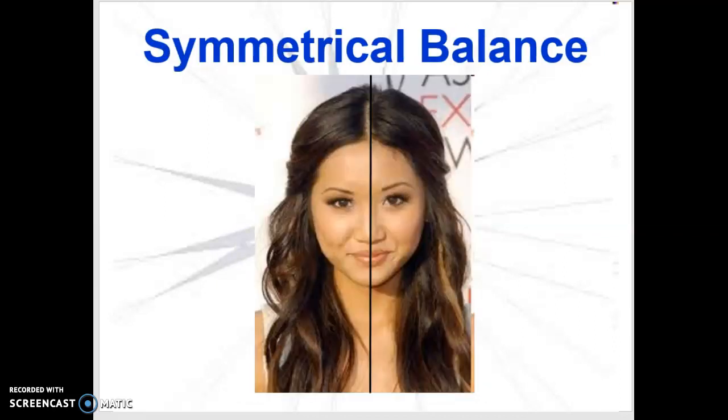Here is our other symmetrical. You can see that it is balanced on both sides. Both sides of the hair are drawn back equally, balancing that out and creating a mirror image on both sides.